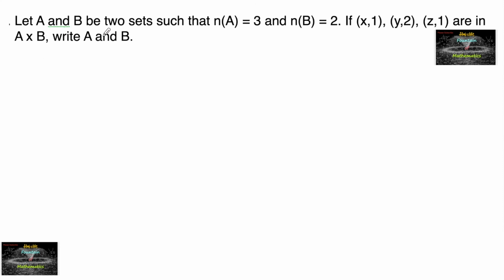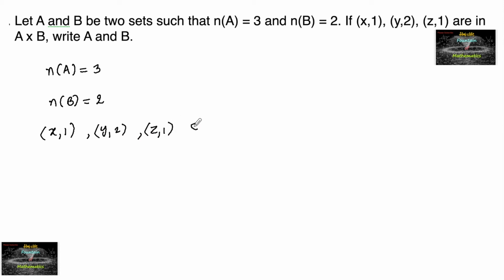Let A and B be two sets such that n of A is equal to 3, that is, the number of elements in set A is equal to 3 and the number of elements in set B is equal to 2. If (x, 1), (y, 2), (z, 1) are ordered pairs in A cross B, so (x, 1), (y, 2) and (z, 1) belong to the Cartesian product of A and B. So definitely the first element of each ordered pair must belong to the set A, and the second element of each ordered pair belongs to the set B.